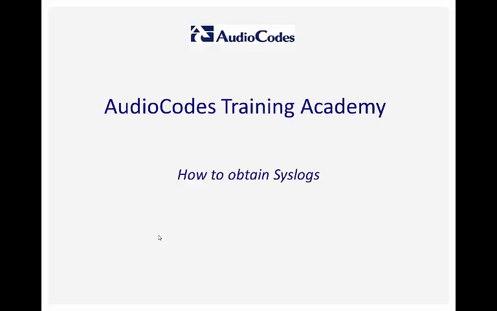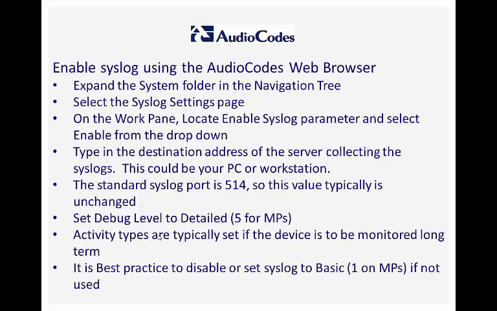This video tutorial shows you how to enable syslogs on a Mediant or MediaPack device. The simplest method of enabling syslogs is to use the web browser interface. To enable syslogs, you must be at the syslog settings page located under the system folder in the navigation tree. The syslog service must be enabled and a location for sending the logs upstream must be defined. The standard syslog port of 514 is defined and typically does not need to be changed.